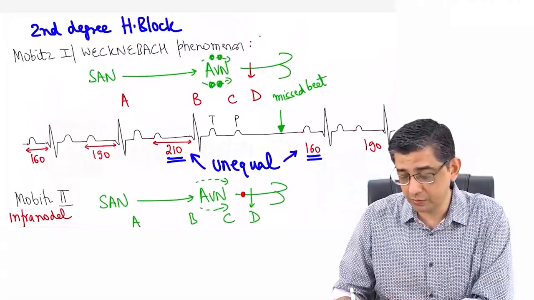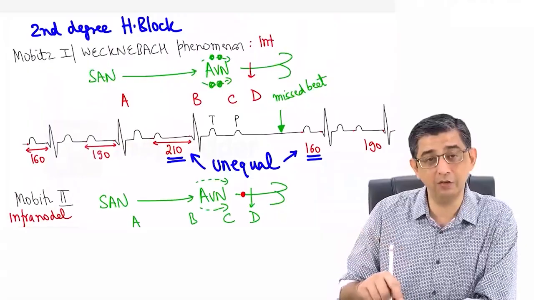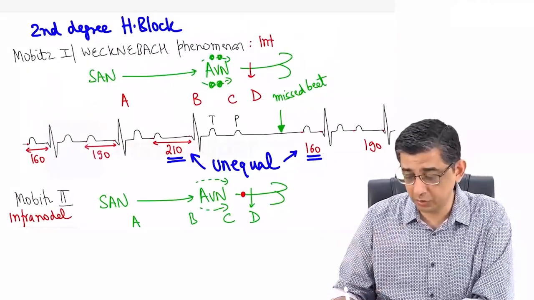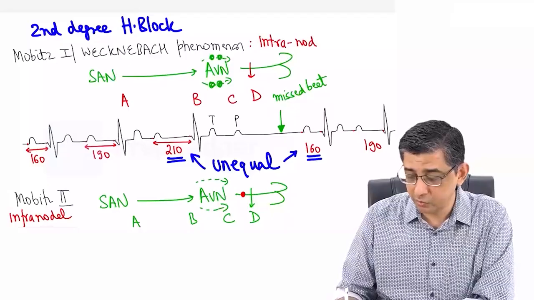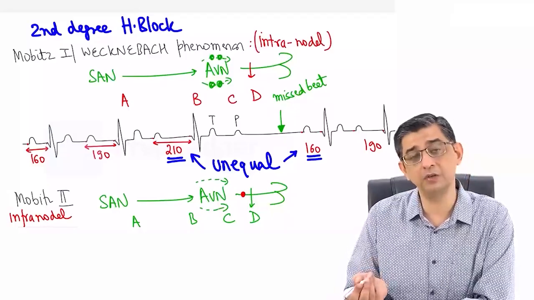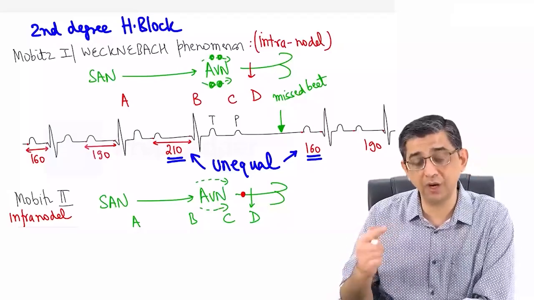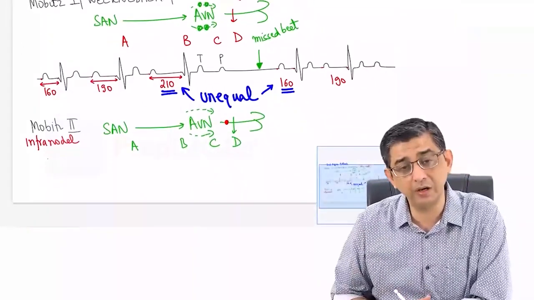When it comes to Mobitz 1 heart block, because it is inside the AV node, I repeat, it's inside the AV node, so he will say the word intranodal. You see, again, he's trying to play around with English words there. It is intranodal versus infranodal, because obviously it's inferiorly located.